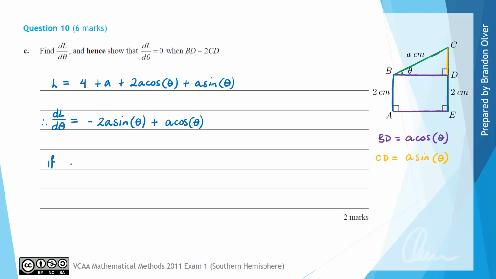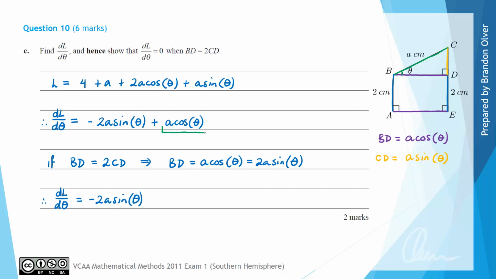So if we have that BD is equal to 2CD, we find that BD is equal to a cos θ, but that must also equal 2a sin θ. So that's when we multiply CD by 2 over here, we'd get 2a sin θ. So therefore, going back to the derivative, dL/dθ, we find that that must equal minus 2a sin θ. And now wherever we have a cos θ, we're now going to replace it with 2a sin θ. So we'll get plus 2a sin θ. And we can see that minus 2a sin θ plus 2a sin θ does in fact equal 0, which is what we were asked to show in this question.